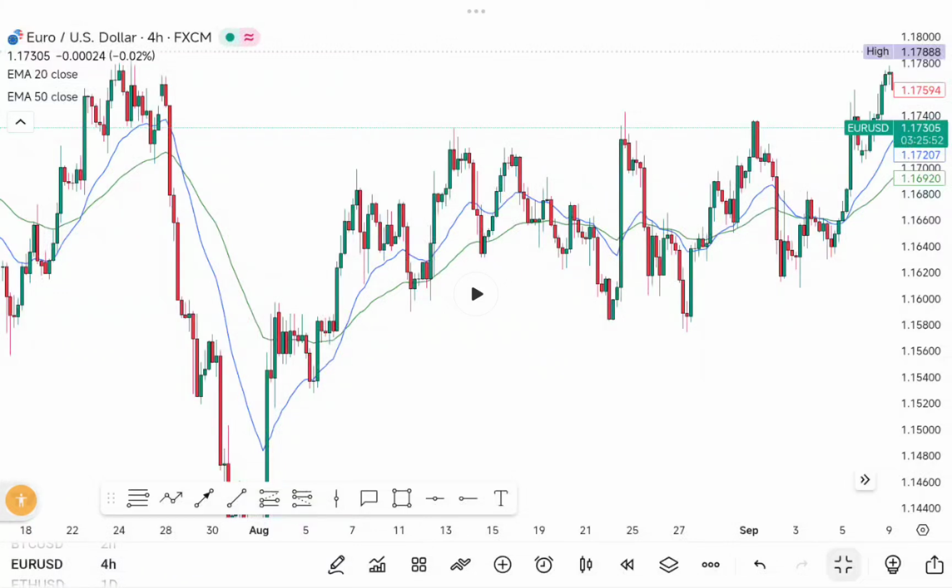Hello guys, today we'll be looking at the Euro USD. We'll be practicalizing and doing our analysis based on the Fibo deviation projection, the Fibonacci levels in inverse.